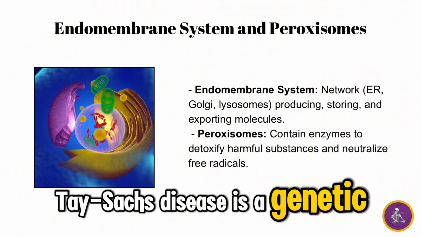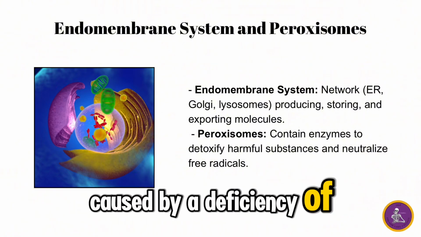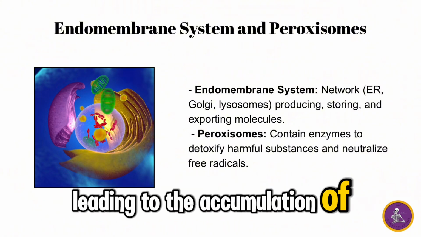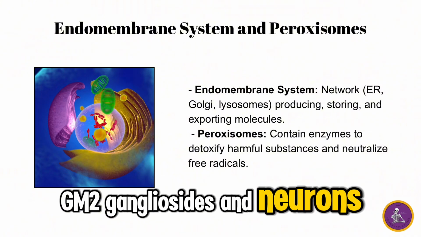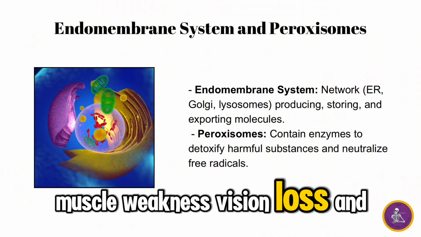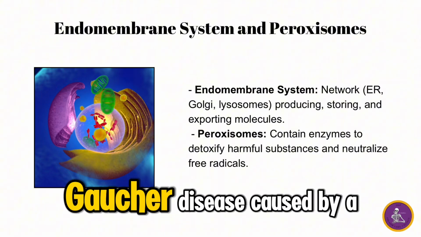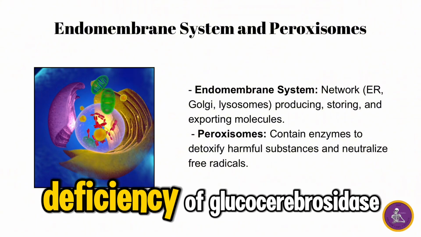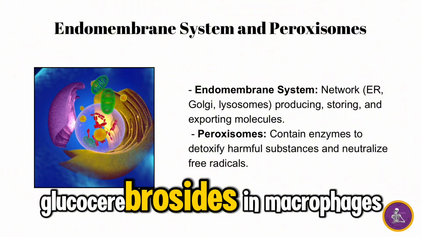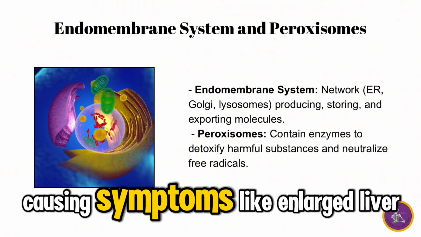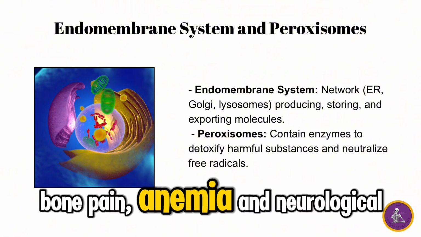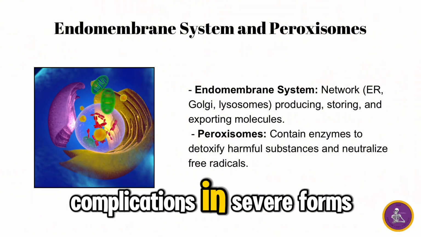Tay-Sachs disease is a genetic disorder caused by a deficiency of the enzyme hexosaminidase A, leading to the accumulation of GM2 gangliosides in neurons, resulting in progressive neurodegeneration, muscle weakness, vision loss, and early childhood death. Gaucher disease, caused by a deficiency of glucocerebrosidase, leads to the buildup of glucocerebrosides in macrophages, causing symptoms like enlarged liver and spleen, bone pain, anemia, and neurological complications in severe forms.